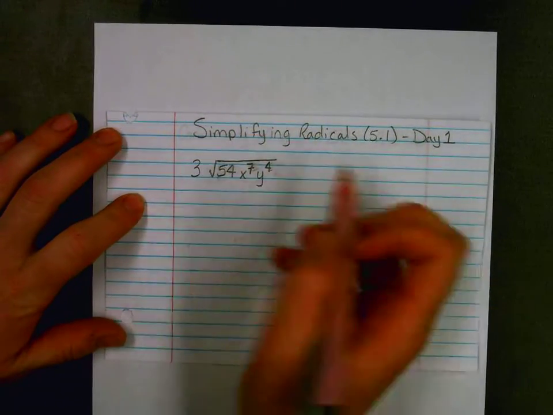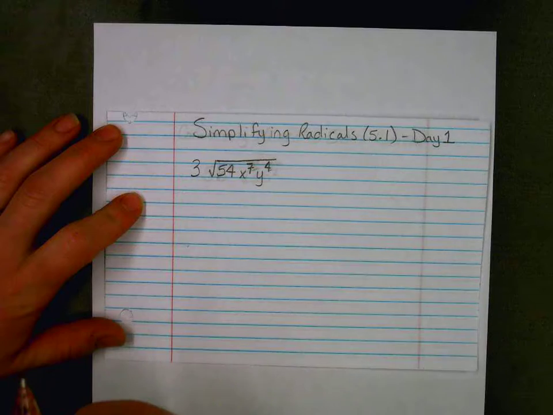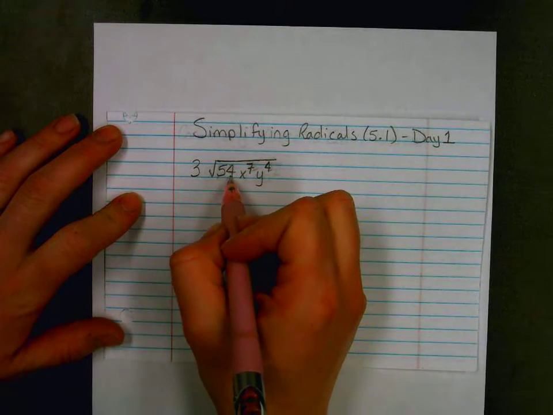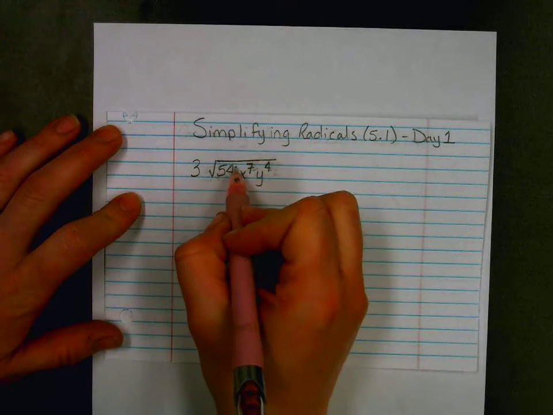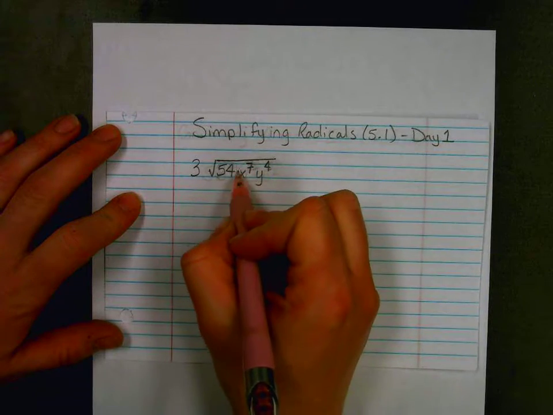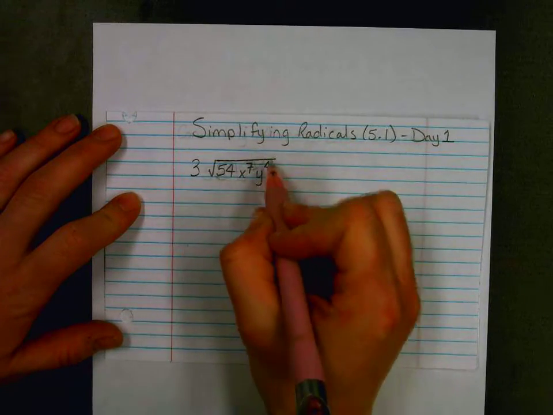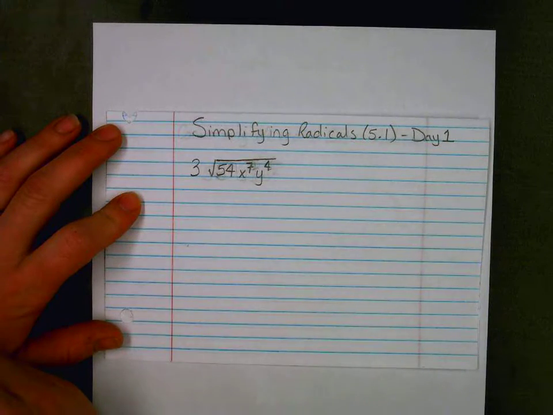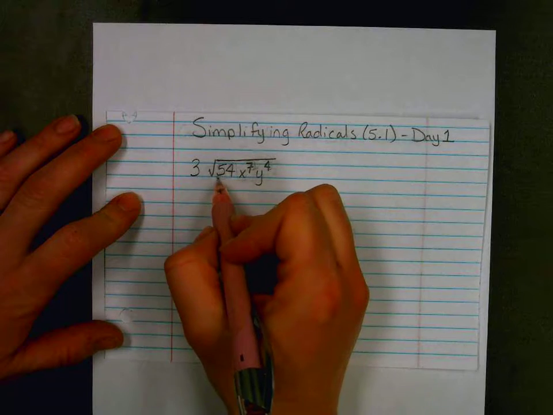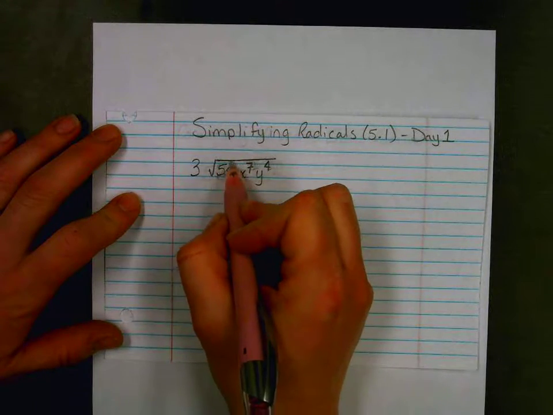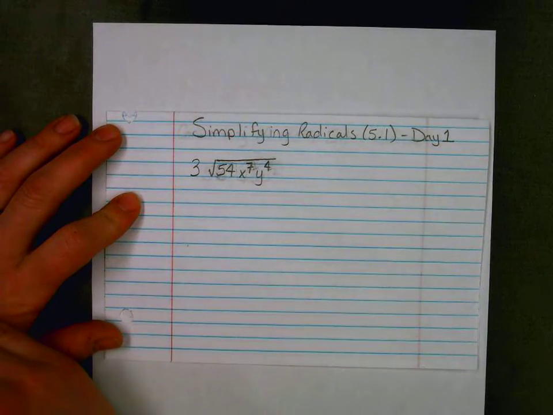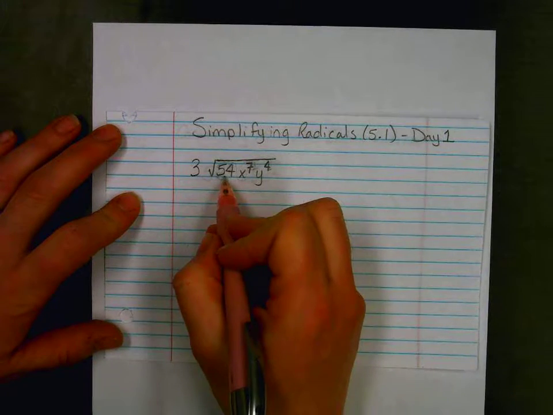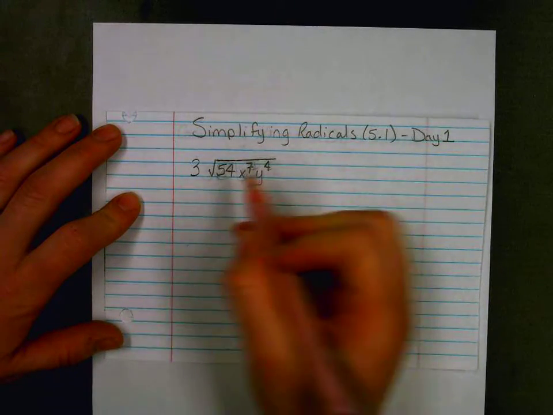Simplifying radicals, including variables. Again, what I want to do is break up each expression inside the radical by writing each of these as a product of perfect squares. When I do that, again, I'm going to look at the number 54. I'm going to consider all of my perfect squares that could possibly divide into 54.